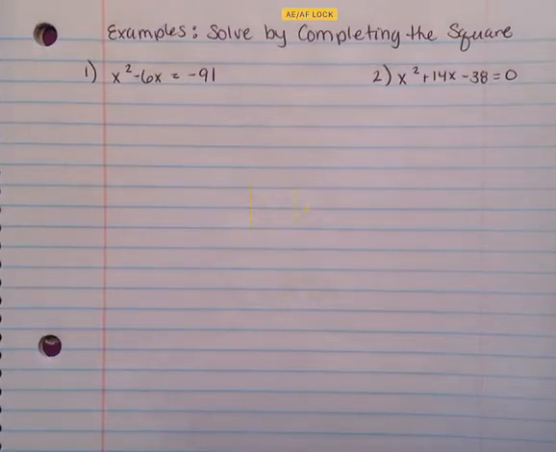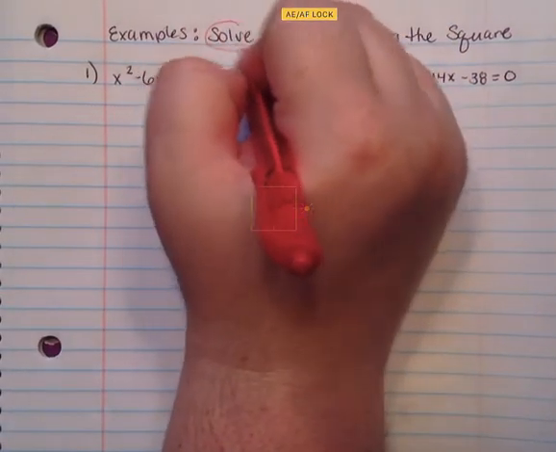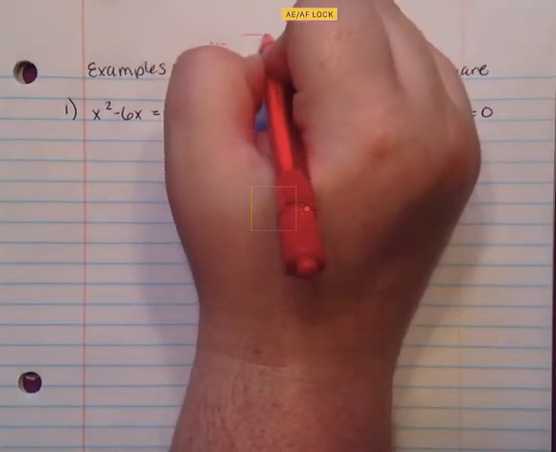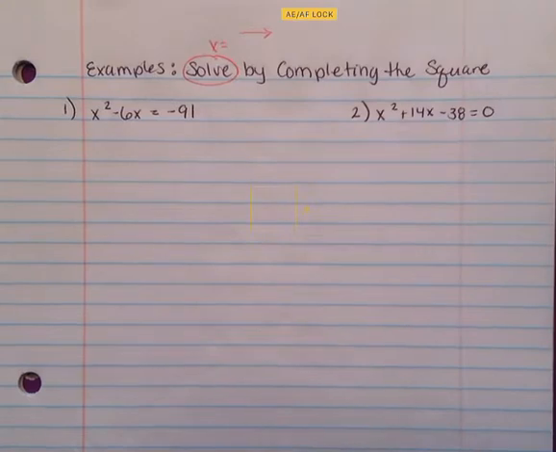When solving by completing the square, we have to make sure we understand the directions. It does say to solve. That's going to be an x equals. Solving means x equals, which also means we're going to move everything to the right of our equal sign.